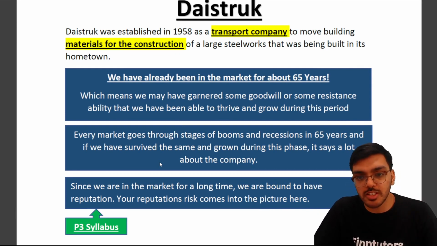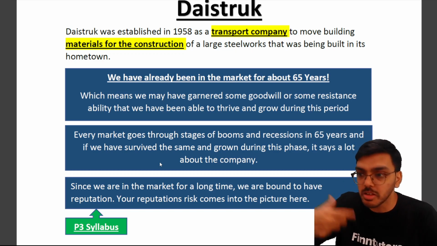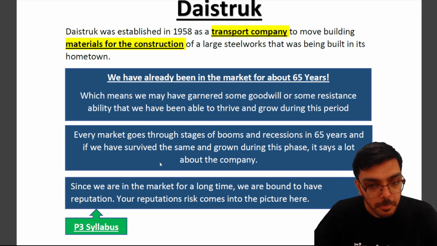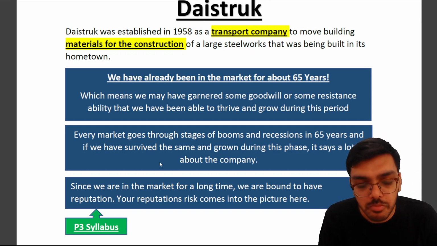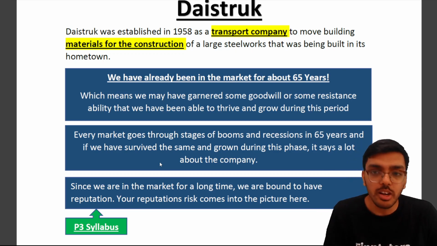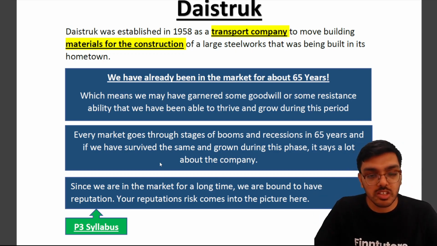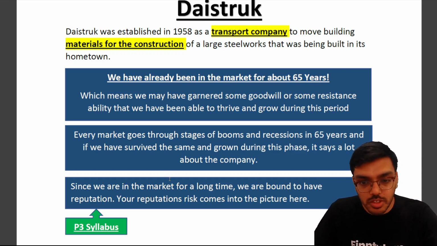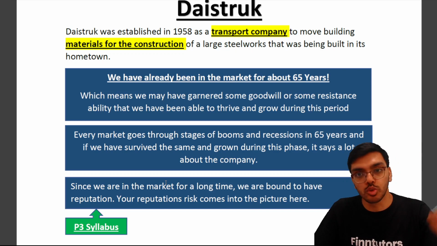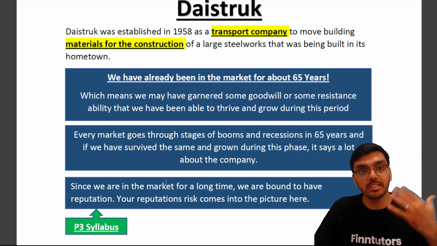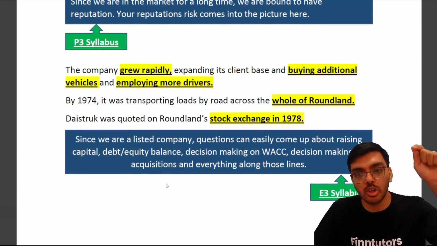So every market goes through stages of booms and recessions in 65 years. And if we have survived the same, it says a lot about my company, that I have innovated, I've done something new, so that I have been in business for such a long time. Have you seen any market or any business that has been in the market for such a long time and is continuously failing, continuously showing losses for 65 years? I don't think it's possible. Which means you have done something right, which means customers are liking your service, manufacturers are using your logistics service. And since we have been in the market for such a long time, we are bound to have a good reputation. With reputation comes reputation risk as well. All those rules, regulations that we spoke about, or anything that we do which showcases the company in bad light, your reputation risk comes into the picture. And everything related to risks is in your P3 syllabus.